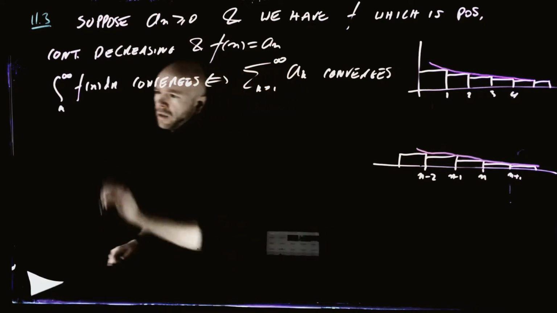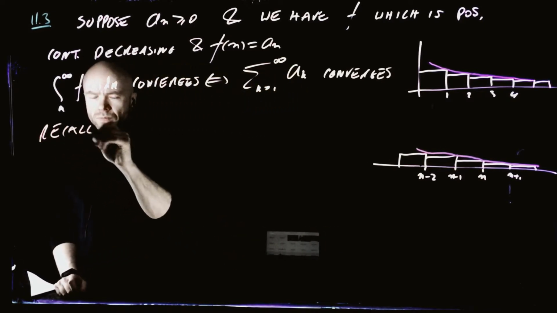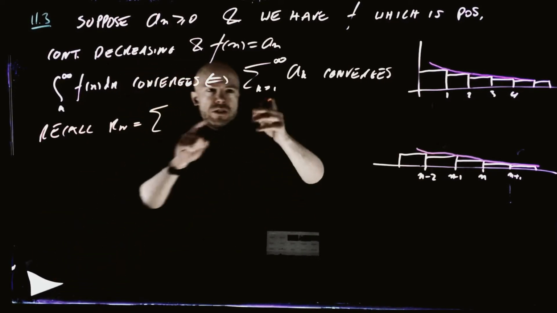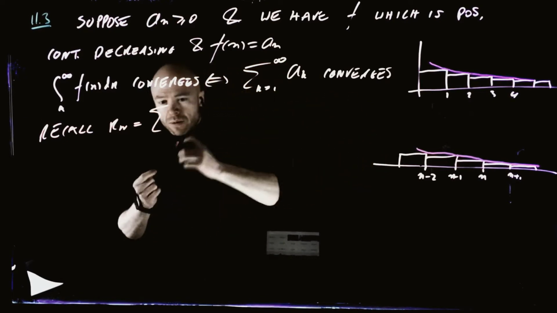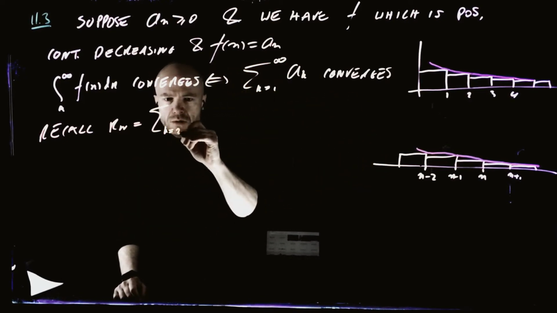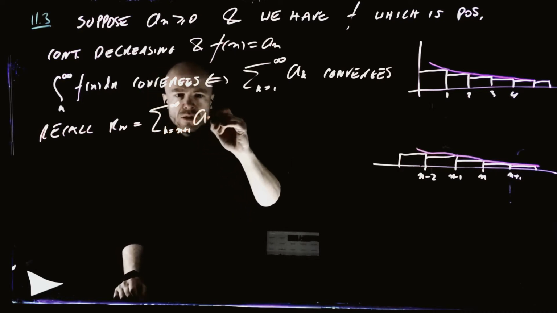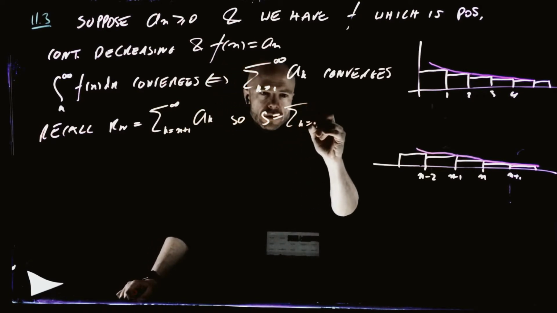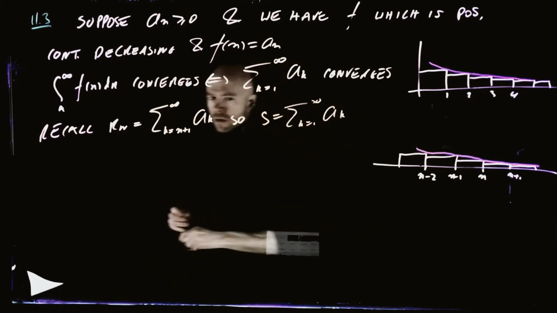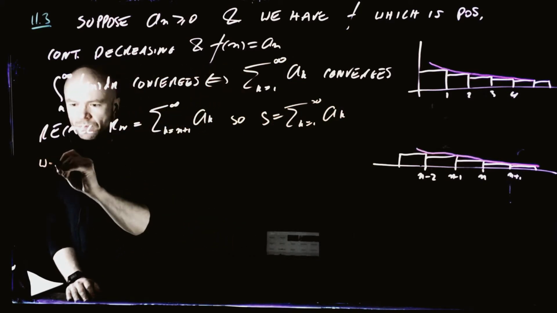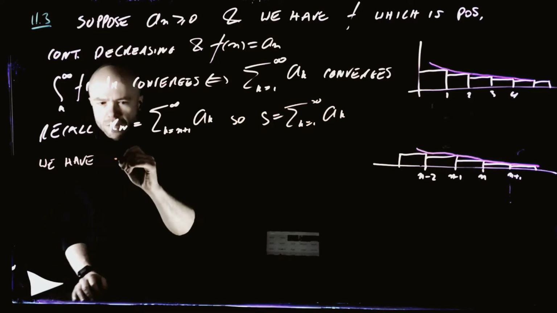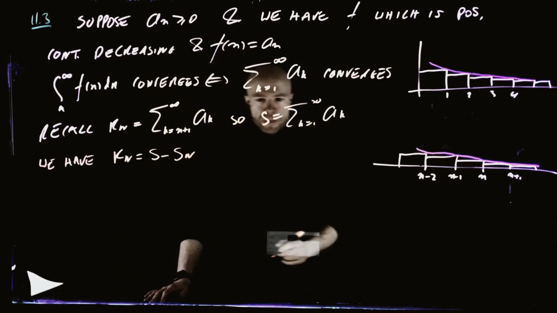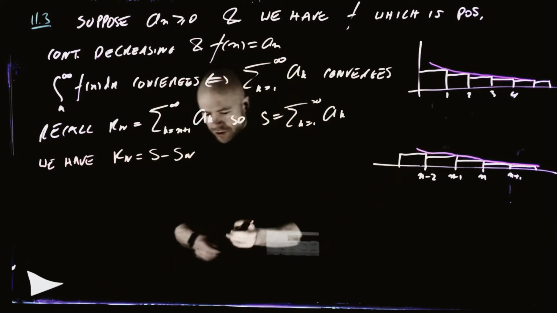And recall we defined R_n to be the remainder, which is what happens when we take the actual sum from 1 to infinity minus the nth partial sum. So it's like summing from k equals n plus 1 to infinity of a_k, right? So if we let S be this thing, we have that R_n, the remainder, is the actual sum minus the nth partial sum. Yeah? So let's see what it looks like on our picture.